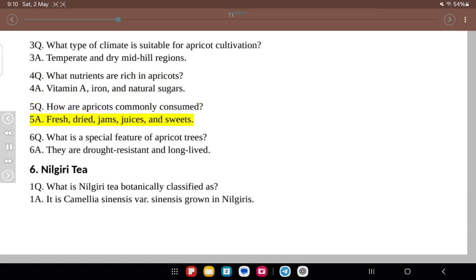5A. Fresh, dried, jams, juices, and sweets. 6Q. What is the special feature of apricot trees? 6A. They are drought resistant and long lived.